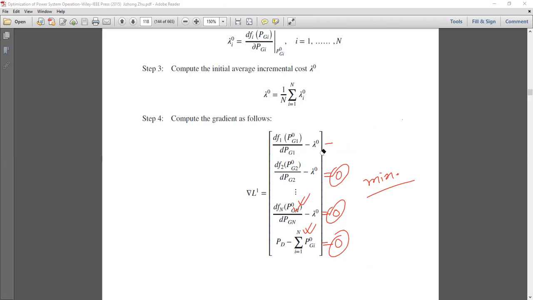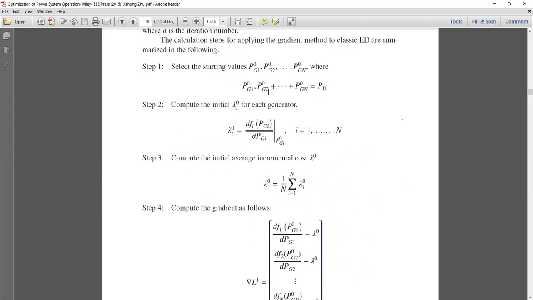Okay. And if that is not reached, in that case, you have to update your PG values. Remember, you started from some arbitrary PG values.